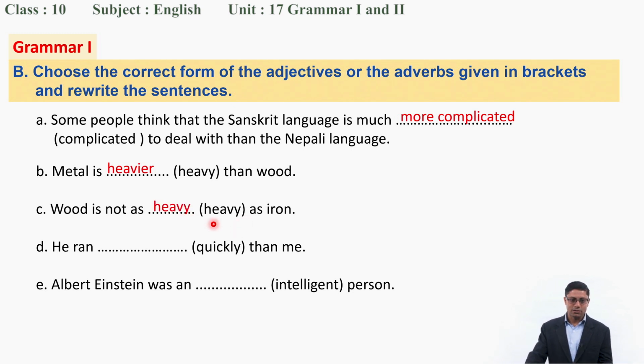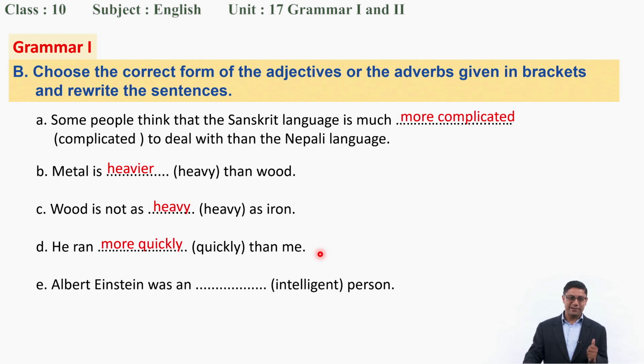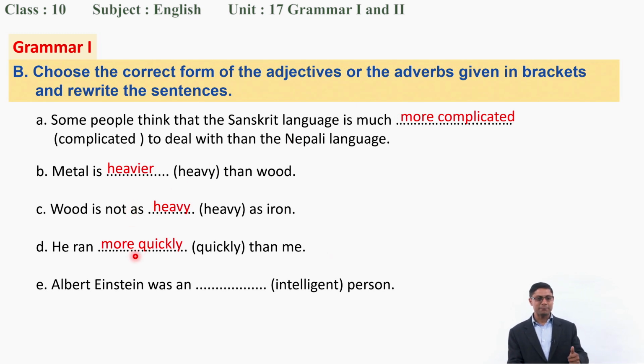Now next. So what's the answer there? Can you say? He ran quickly than me. What will be there? Which form? You said more quickly, is it? Okay, more quickly. But can you tell me why more quickly? Very good. Because there is a comparison between he and me.